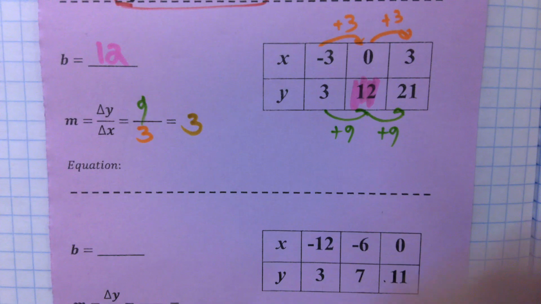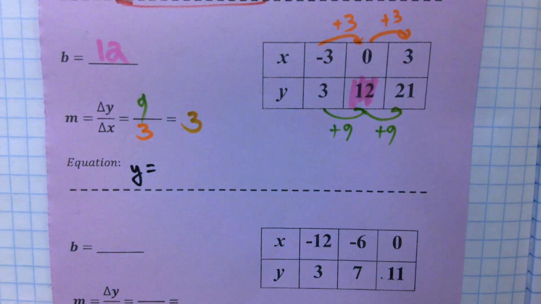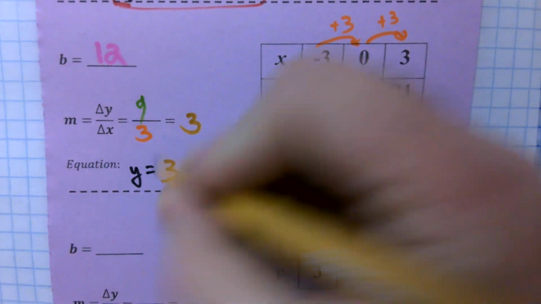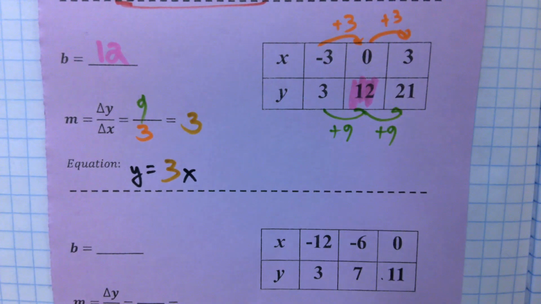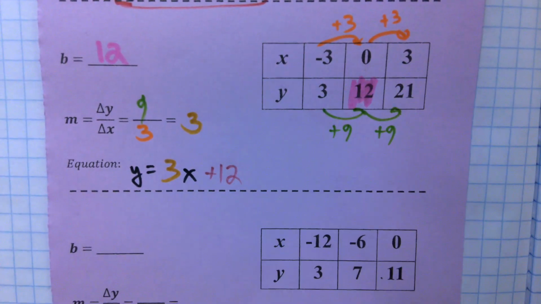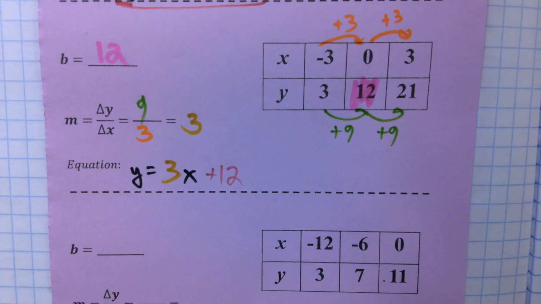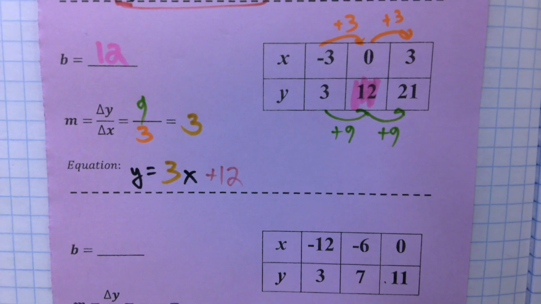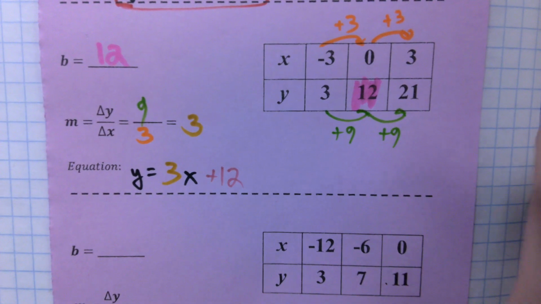So I'm going to write my equation. y is equal to 3x plus 12. Very nice. Give me a thumbs up if you got 3x plus 12 there. Michaela did, Alasia did, Hakeem did, Amari did. My bad, I apologize, Amari.